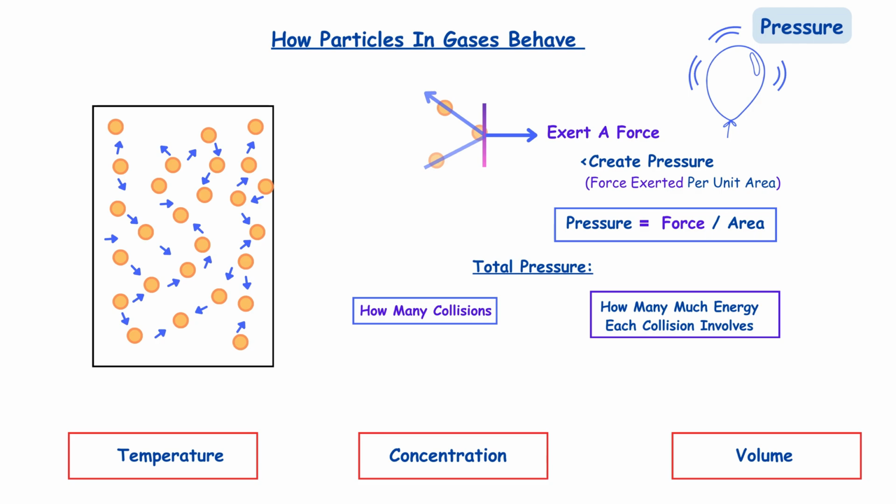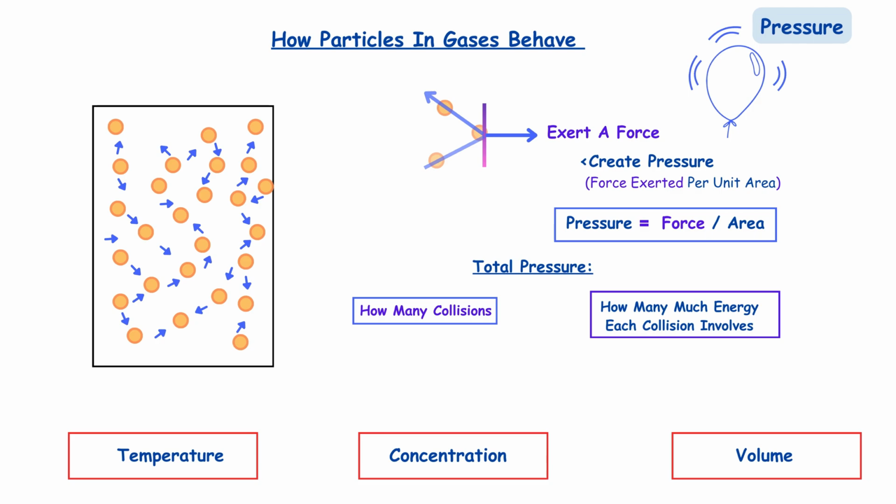Even though each individual particle is extremely small, it still exerts a force on the wall every time it collides with it. And because pressure is defined as the force applied per unit area, or in simpler terms, the total force divided by the area it is acting on, these tiny collisions collectively generate measurable pressure inside the container. The overall pressure depends mainly on two key factors: the number of collisions happening in a given time and the amount of energy involved in each collision.